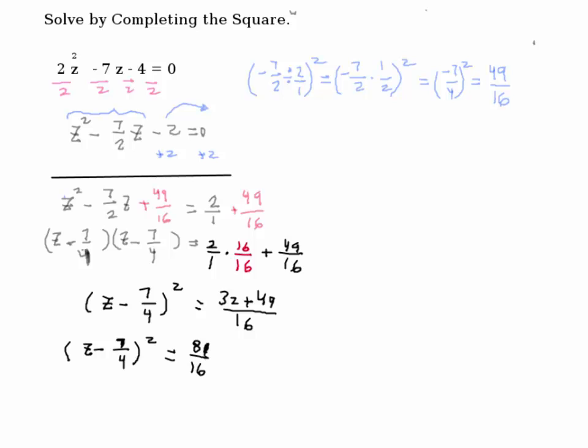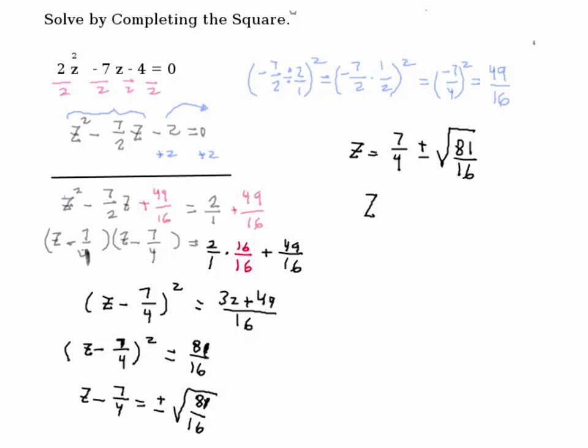So now we can use the square root property. We can say z minus 7/4 must be equal to plus and minus the square root of 81 over 16. So if I solve for z, I add 7/4 to both sides of the equation, and then I would get 7/4 plus and minus the square root of 81 over 16. This is a perfect square, so z is equal to 7 over 4 plus and minus 9 over 4, that's correct. So we get two solutions here.